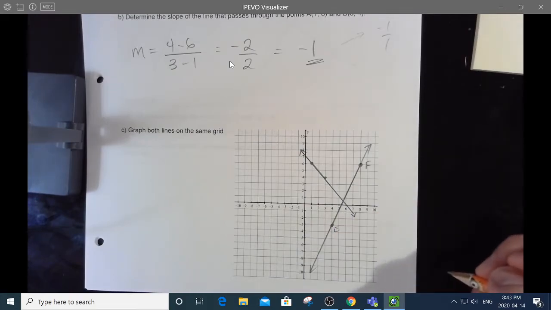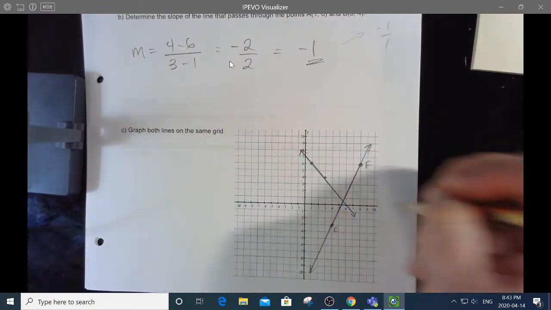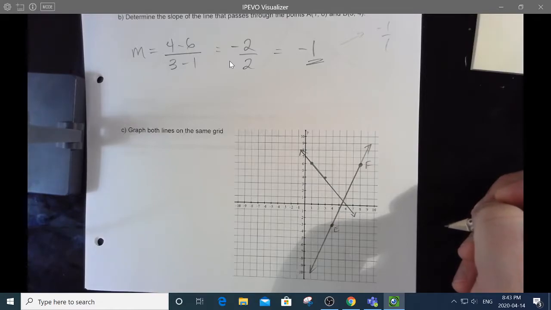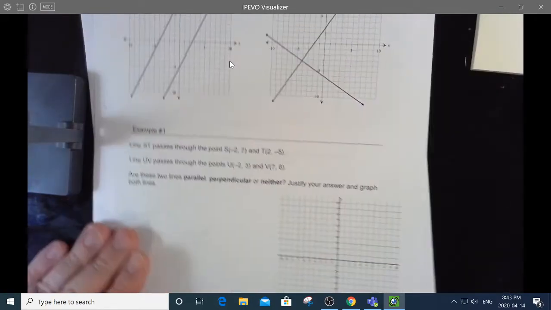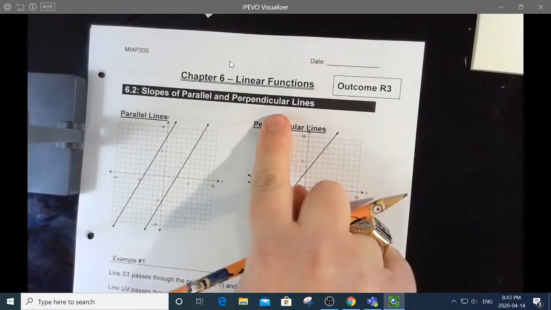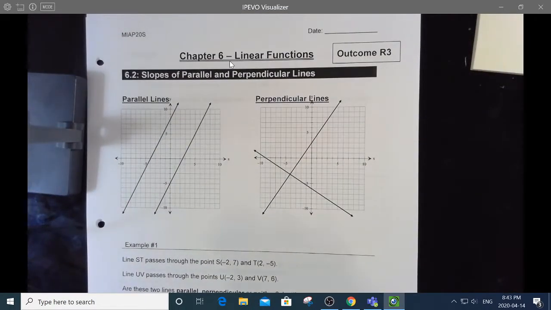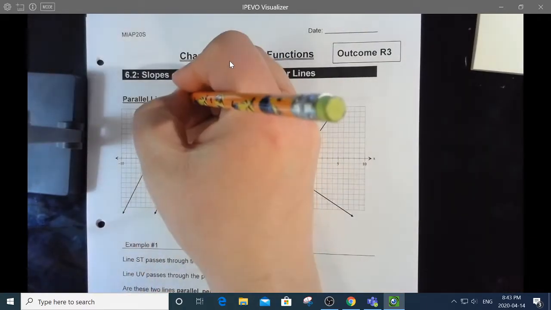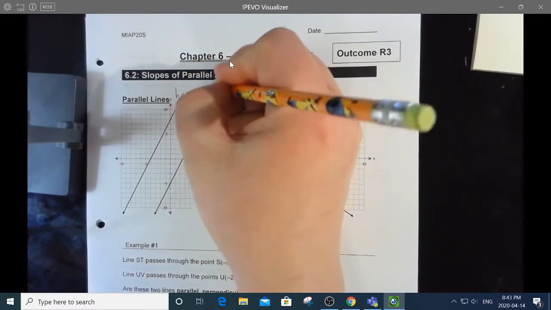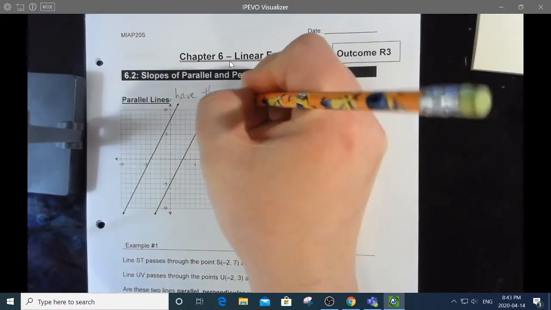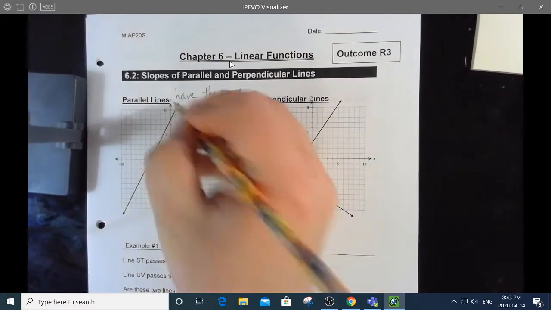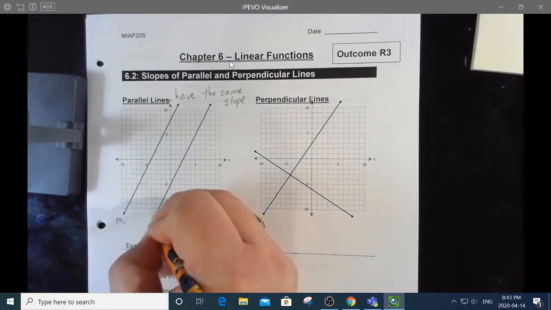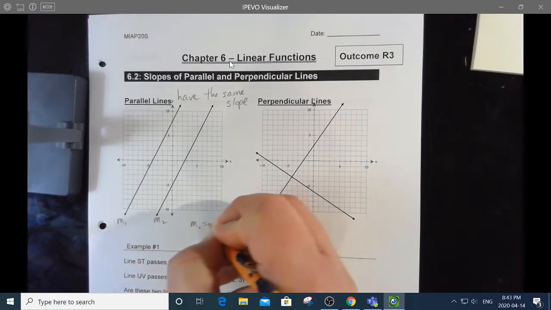Is there anything special about the way they cross each other? Do they meet at a right angle? Do those look like right angles? No. Anybody remember the word for two lines that cross at right angles? Does that sound familiar? The word is perpendicular. Two lines are parallel if they have the same slope. So if this is line 1 and this is line 2, M1 equals M2.